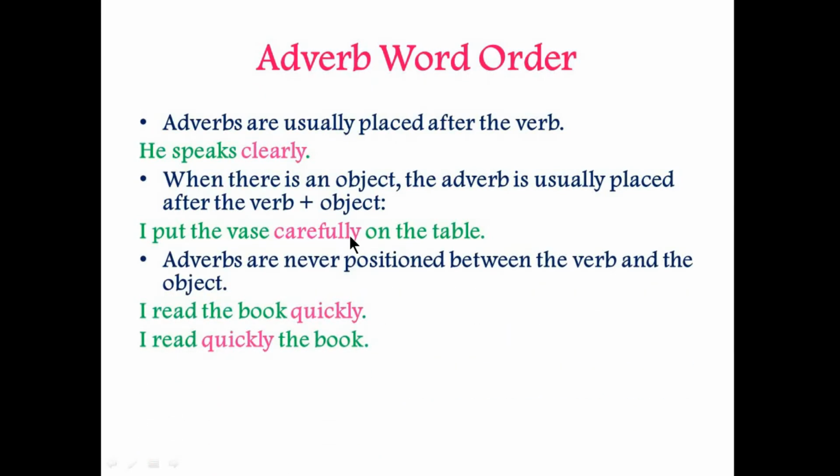But it's quite wrong to position the adverb between verb and object. For example, I read quickly the book. So read is the verb, book is the object. So you are placing quickly, that is an adverb, between these two, verb and object. So this sentence is incorrect. The correct one is I read the book quickly. So you are placing the adverb after verb and object.